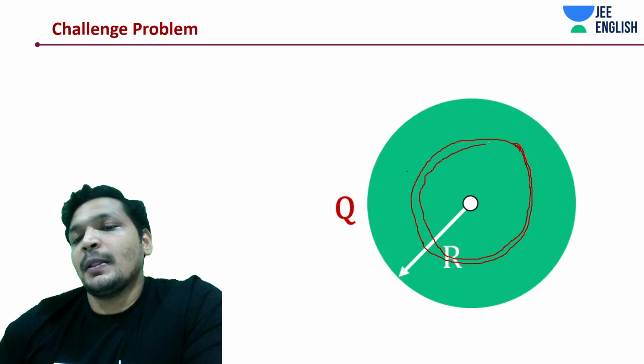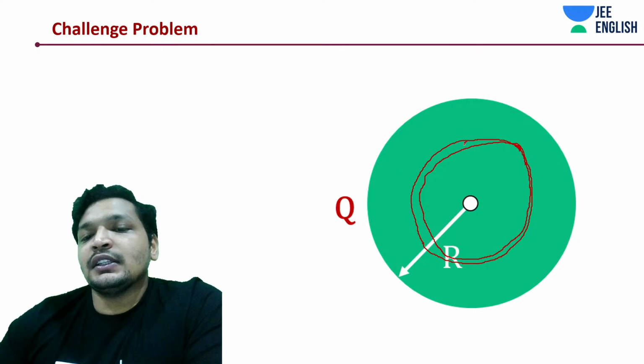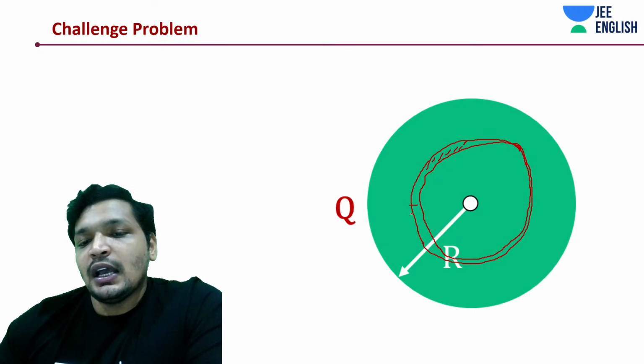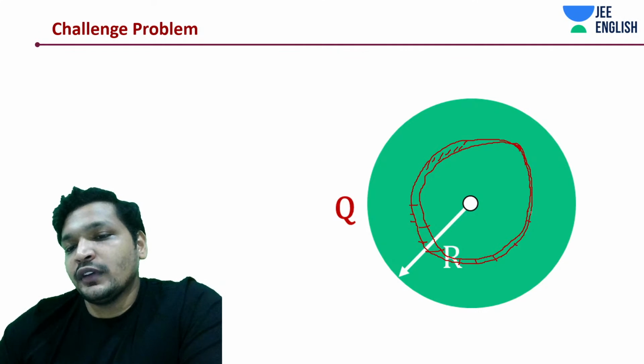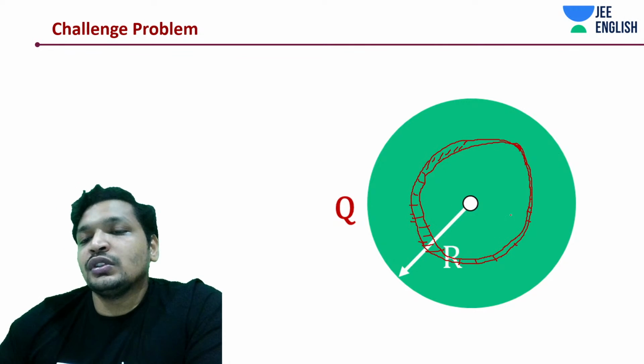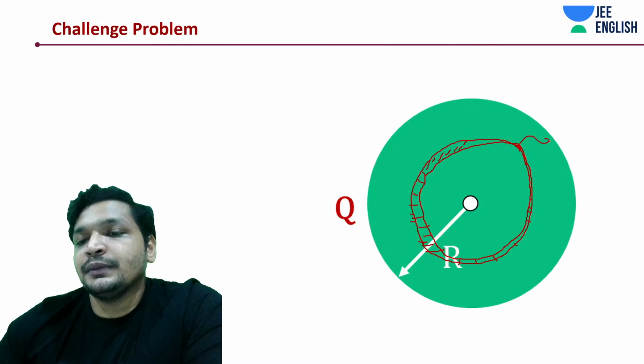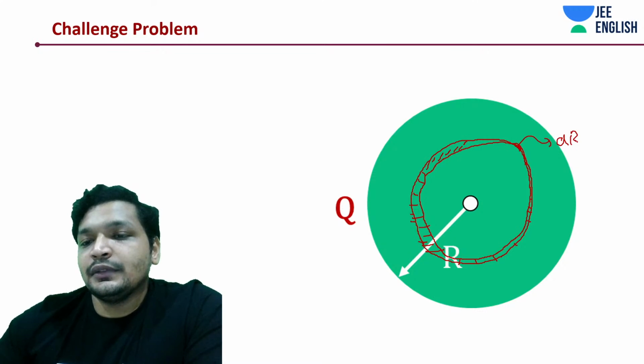All right, this very thin shell also has some thickness. I'm going to say this thickness is like dr, just like what we did earlier. We took a small element dx, dr, like dv, something like that. So the small shell's thickness is dr.